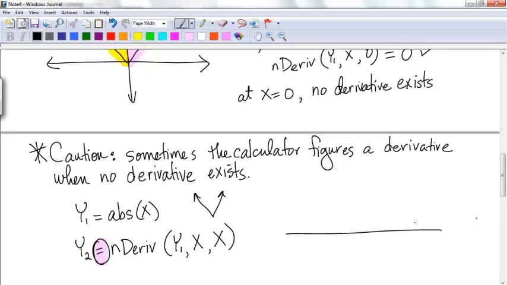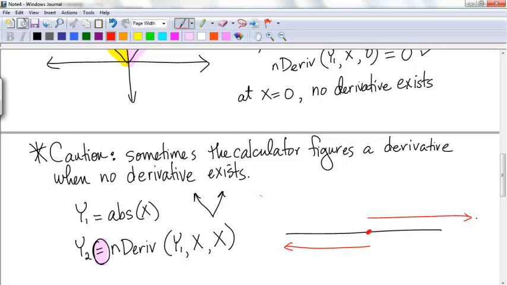The derivative graph. You see part of it down here. Part of it is right at the origin, and then part of it's here. And when we got the error, we got actually that derivative is 0, but no derivative exists at x equals 0.